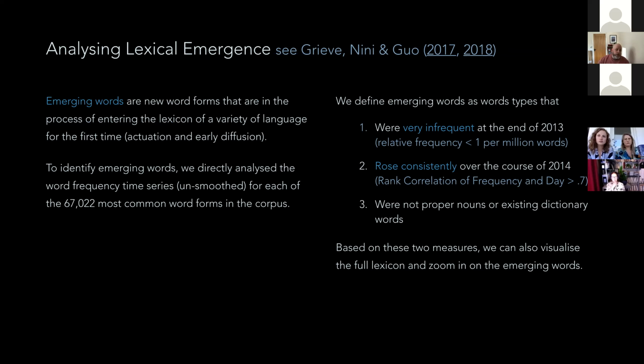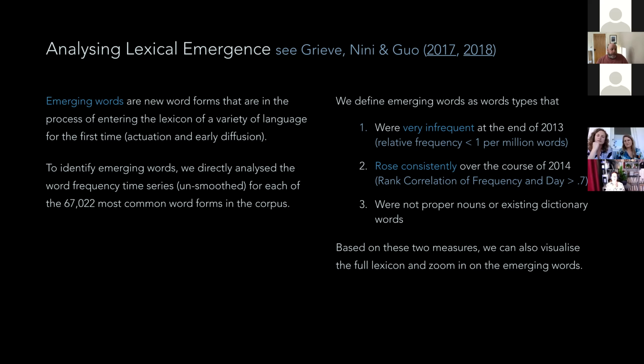Anyway, so the idea here is to look at emerging words. This is basically how we define them. It's our term. We just wanted to avoid neologism because most of these words aren't starting on Twitter, so we don't really get their start in general. We get their start in this variety. So we use the term emerging words to refer to new word forms that are in the process of entering the lexicon in a given variety of language for the first time. That includes both their actuation, or as close as we can get to it, what we can infer about their actuation, and then their early diffusion. This is the kind of stuff that you can only get with these really dense corpora that are really densely sampled over time.